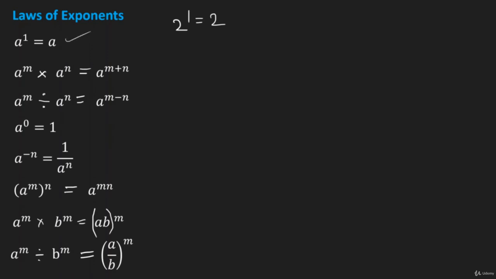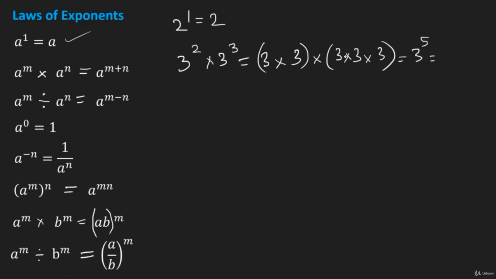Say you have 3 to the power 2 into 3 to the power 3. Now 3 to the power 2 is 3 into 3. Similarly, 3 to the power 3 is 3 into 3 into 3. Now when you multiply this, you have 5 3's. So this is equal to 3 to the power 5. And you can see that that was obtained as 3 to the power 2 plus 3. So that's the law over here.